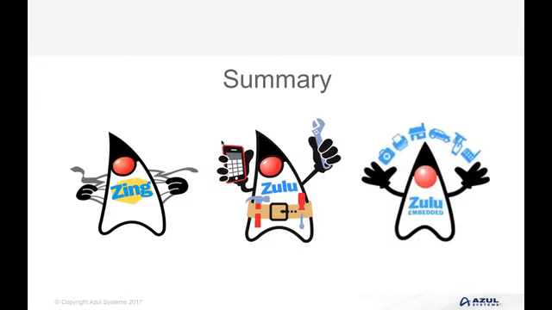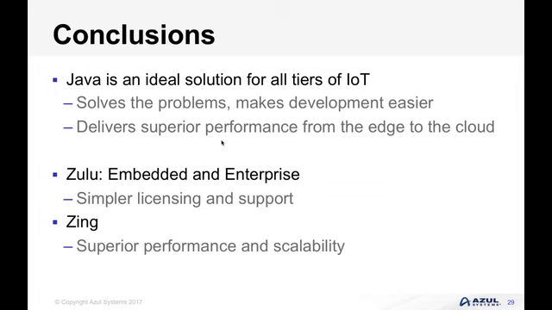Just to summarize, in terms of conclusions, Java is an ideal solution for all the tiers of IoT, so our edge devices, our gateways, and our cloud. It solves the problems that I've explained, from security, parallel processing, access to staff, libraries, tooling, all of those different things. Makes development a lot easier, makes it quicker, makes it cheaper.